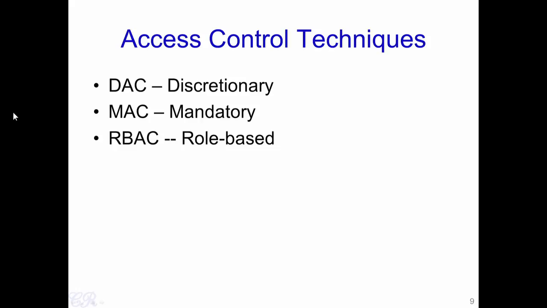Now, there are 3 techniques for access control. They are DAC, MAC and RBAC. DAC is discretionary access control, MAC is mandatory access control, and RBAC is role based access control. We will be looking at DAC and MAC in this particular lecture.